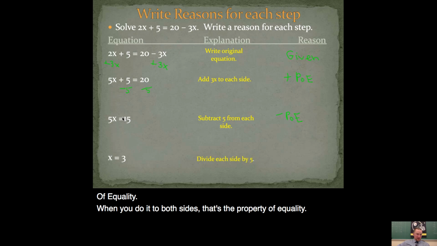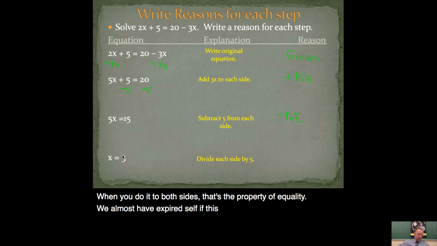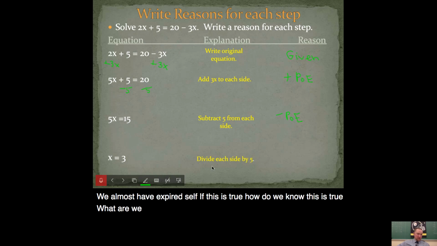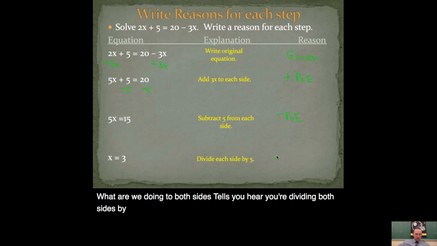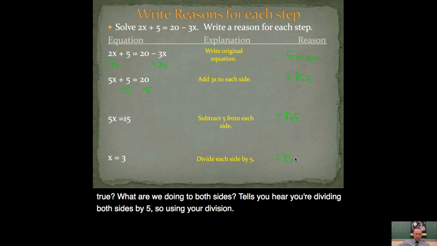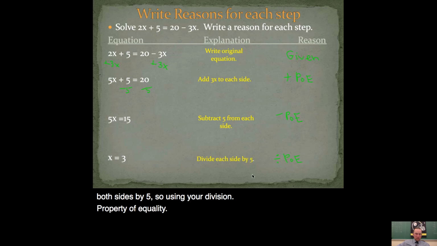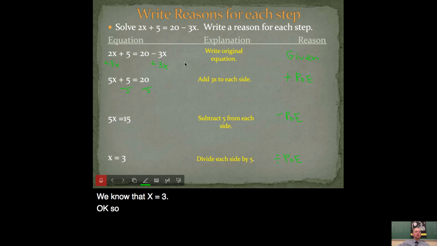Now, we almost have x by itself. If this is true, how do we know this is true? What are we doing to both sides? Tells you here. You're dividing both sides by 5. So using your division property of equality, we know that x equals 3. Okay, so this is the first proof that we've done in here, and we're going to do lots more.